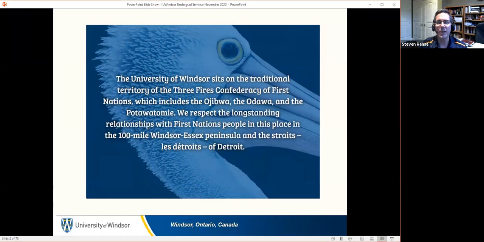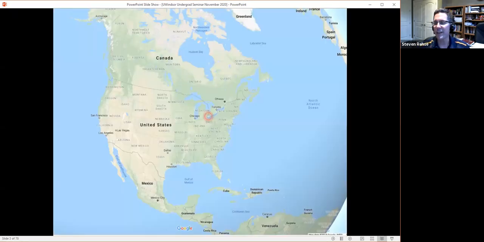We have to start by recognizing that the University of Windsor sits on the traditional territory of the Three Fires Confederacy of the First Nations. These are the Ojibwa, the Ottawa, and the Potawatomi. The university respects the longstanding relationships we have with these First Nations peoples in this place, which is the 100-mile Windsor-Essex Peninsula and the Straits, or Les Détroits, of Detroit. We can start by actually looking at Les Détroits of Detroit here.